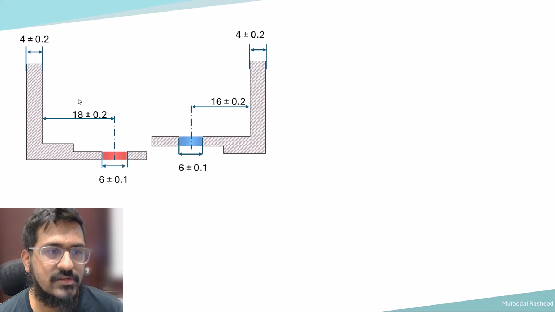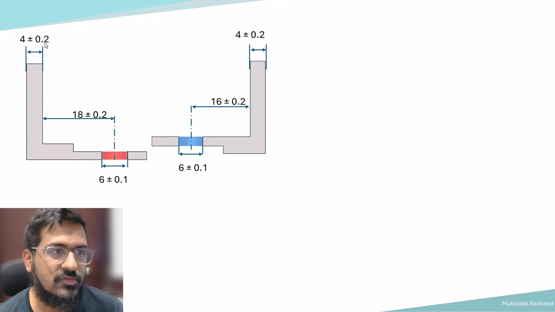So there are three major dimensions and associated tolerances with them. That is the thickness, this is 4 plus or minus 0.2. Now these tolerances are arbitrary. They are just for demonstration. They might not be accurate in terms of an actual part which is manufactured with these designs, but just to demonstrate the tolerance stackup analysis.